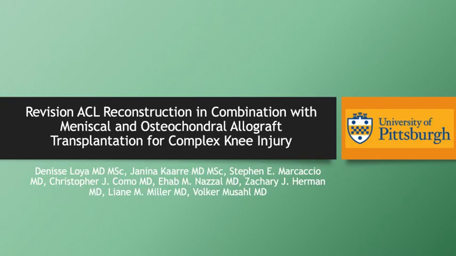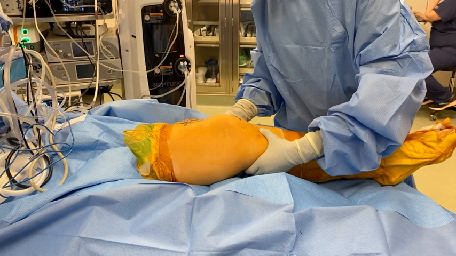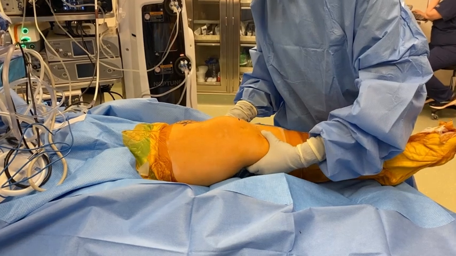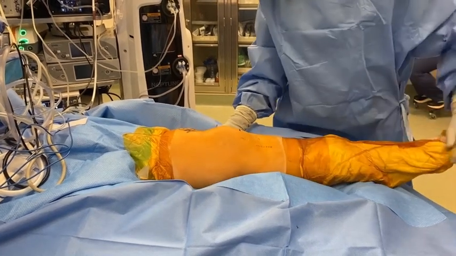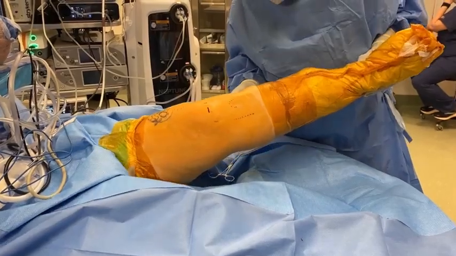Revision anterior cruciate ligament reconstruction in combination with meniscal and osteochondral allograft transplantation for complex knee injury. Here are our disclosures. The patient is placed in the supine position. After induction of general anesthesia, the operative knee is prepped and draped in a standard sterile fashion and is then examined. Abnormal Lachman and pivot shift tests are appreciated, as shown here.